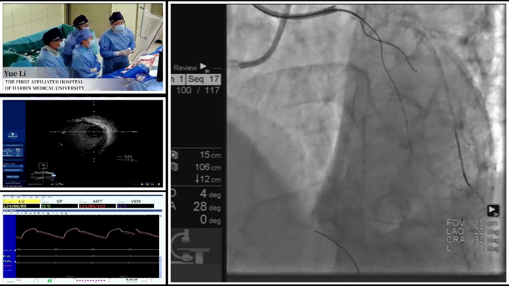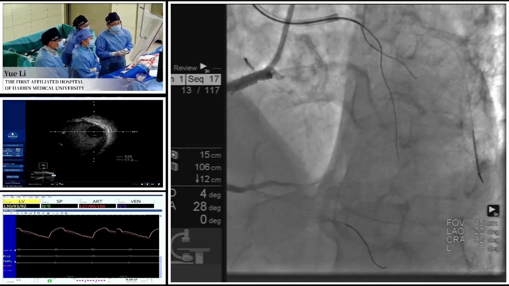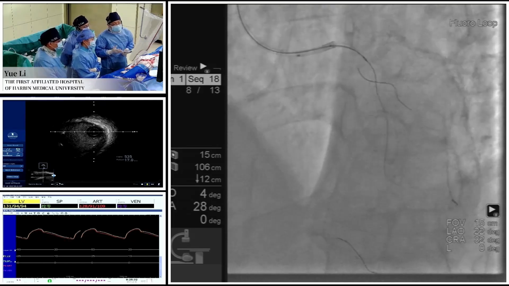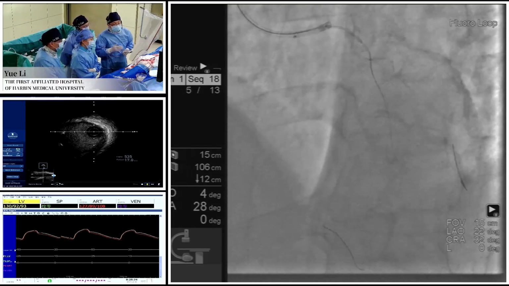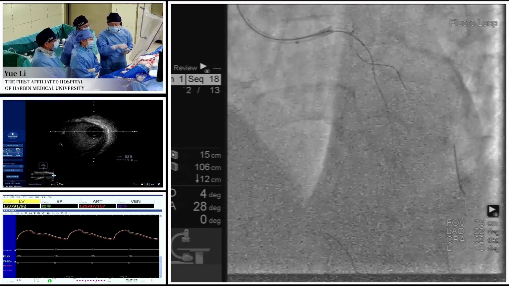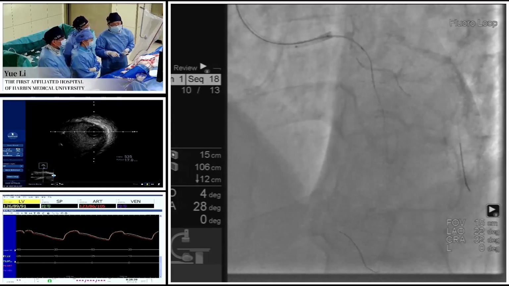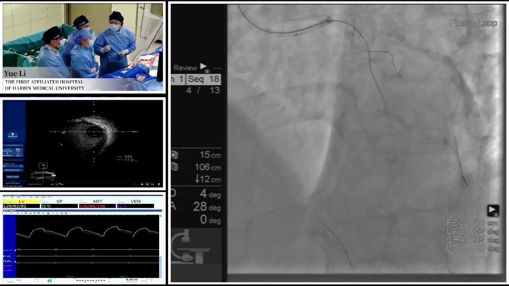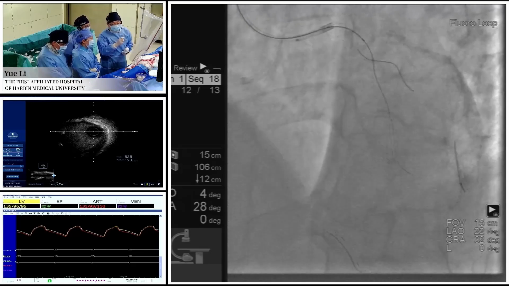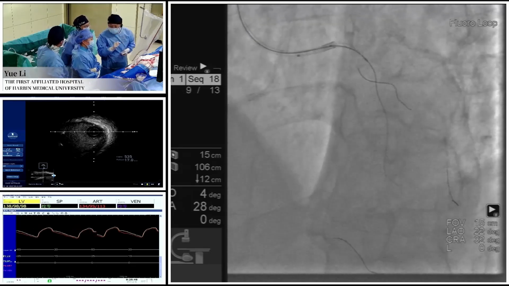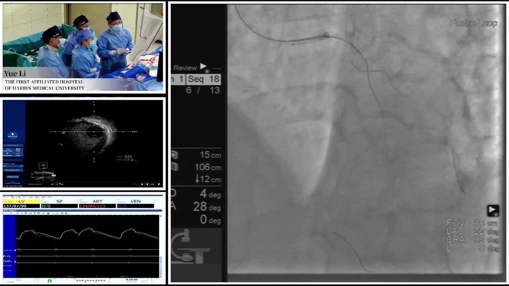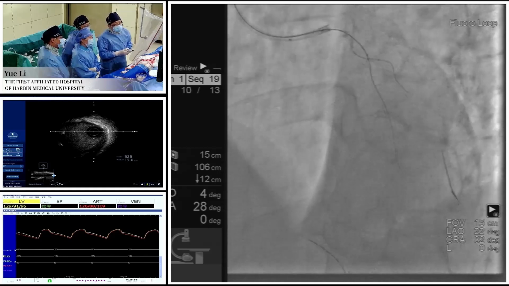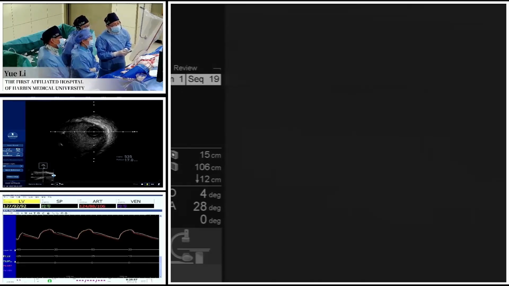Then we use a 1.0 balloon to dilate the CTO lesion. And because if we want to manipulate the wire to the LAD, we should still use IVUS guidance to find the ostium of the LAD, to find the direction of the LAD. We can see this is the small 1.0 balloon.